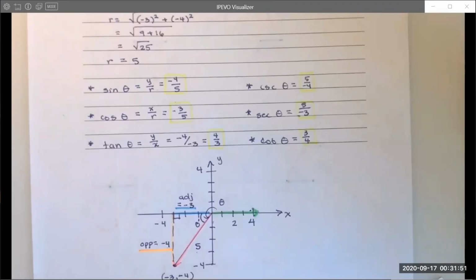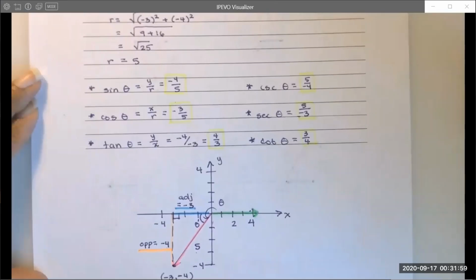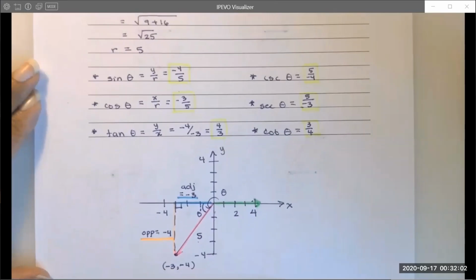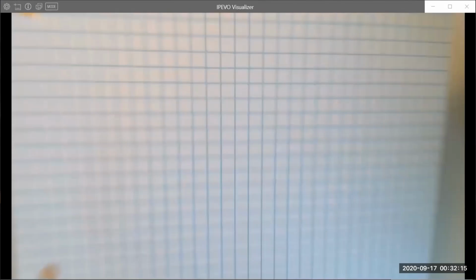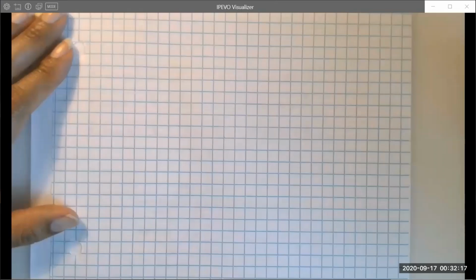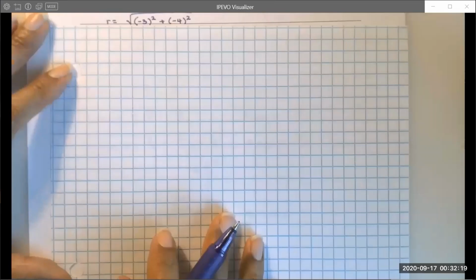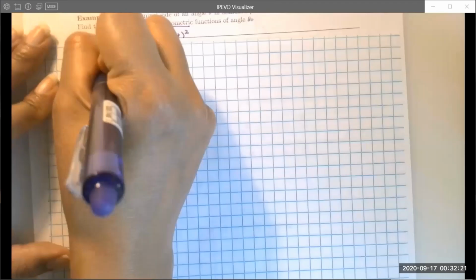Is that okay? Do you guys have questions? Okay. Now I want us to try one more. In fact, if you have an extra sheet of paper, go ahead and bring it out. I want to give you guys a problem for extra practice. So I'll just label this extra practice.